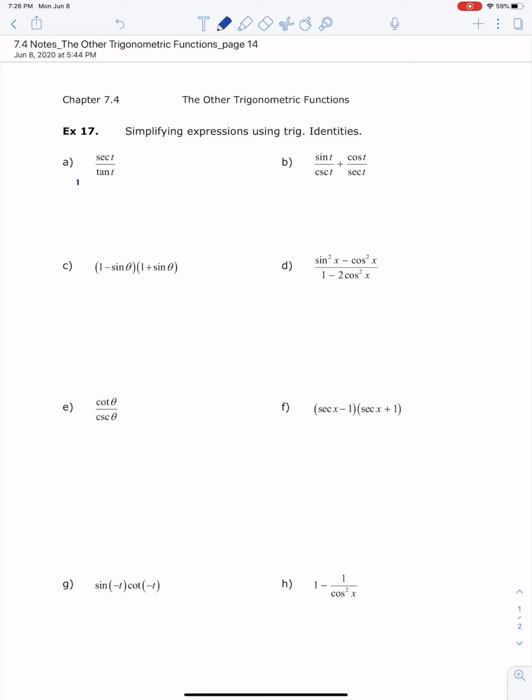Secant, we know, is 1 over cosine. Tangent is sine t over cosine t. Just a reminder of why things work the way they do. If we're dividing by sine t over cosine t, we're multiplying by cosine t over sine t. We get 1 over sine t, which is cosecant t.